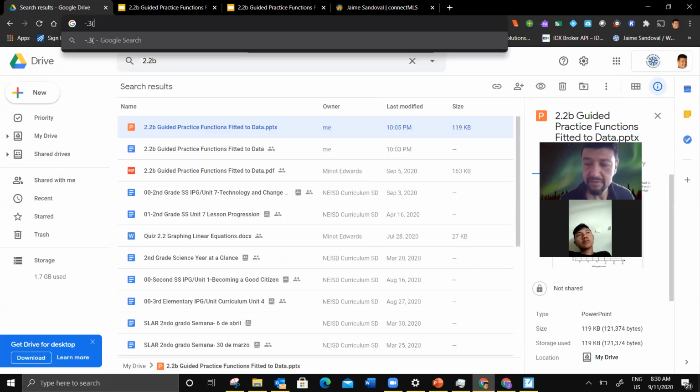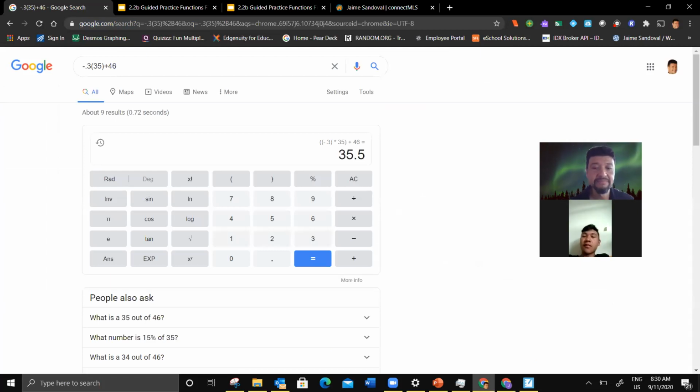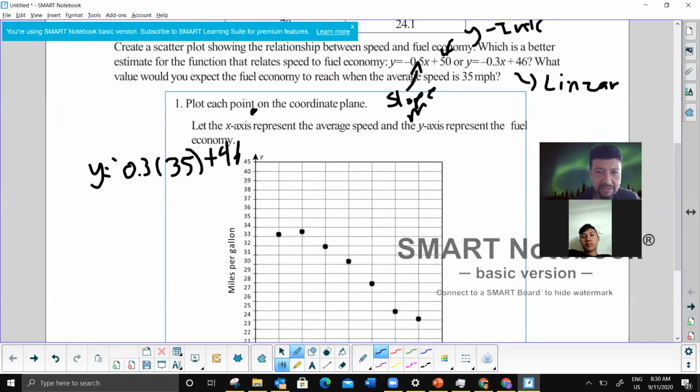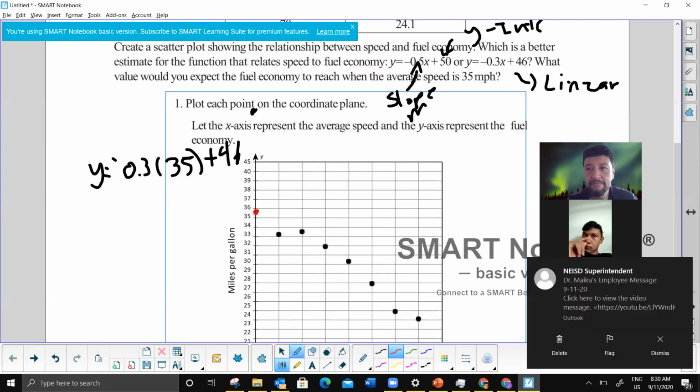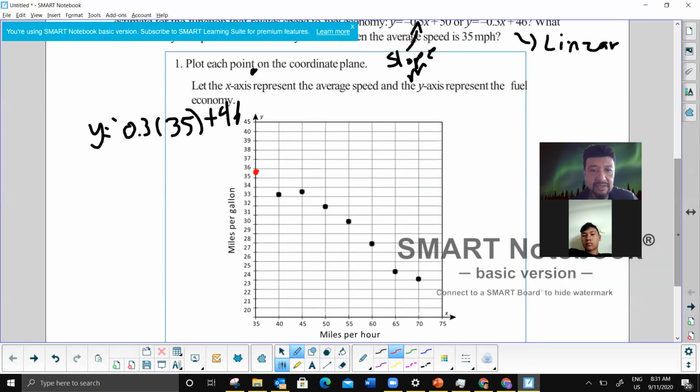So I should be able to type in negative 0.3 times 35, right? Plus 46. That should tell me my answer is actually 35.5. Let's take a look at that. Let's look at 35.5. Now you see my screen, right? Okay, good. So that means that we're right here. That means that we probably did well, and then afterwards to go down negative 0.3, which means that in this case this is where we're jumping by 5.